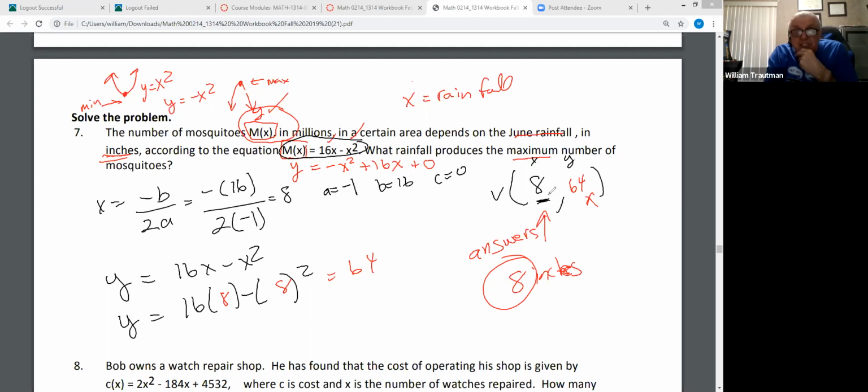And if they asked what was the maximum number of mosquitoes, because this is the vertex, the answer is 64 million, because they said the answer was in millions. We got 64, but it's 64 million. If this place has 8 inches of rainfall in June, there will be 64 million mosquitoes running around. That's what it's saying.